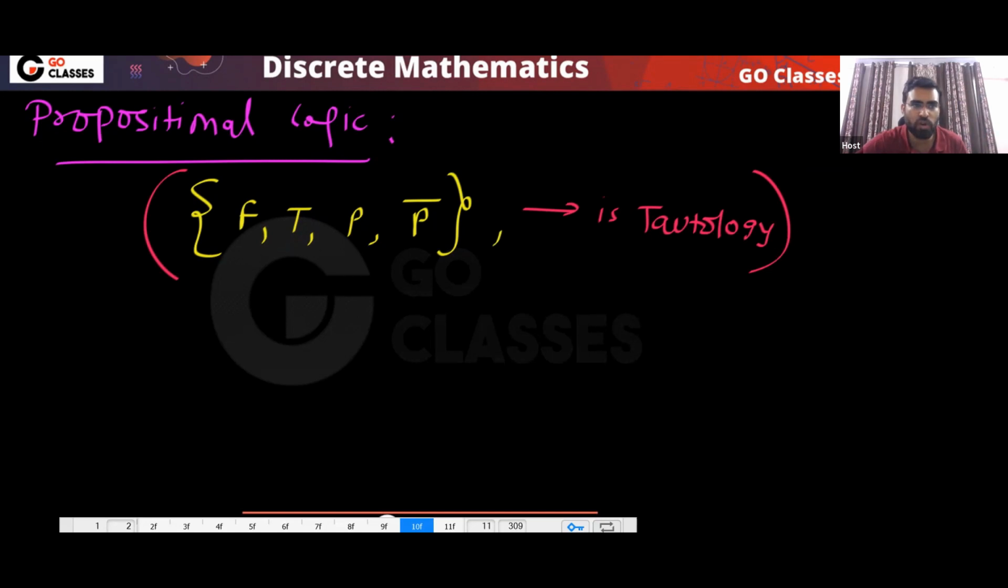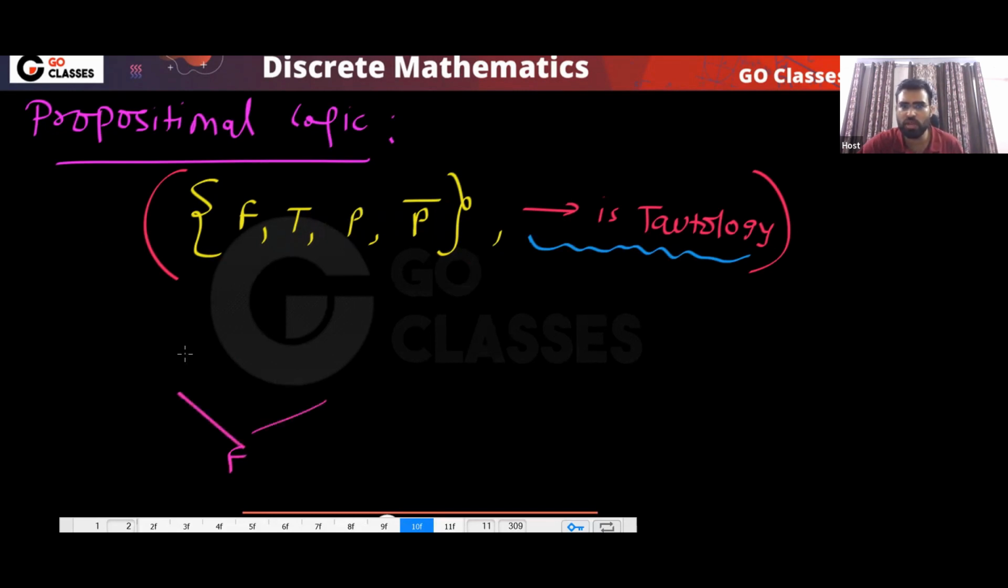So tell me, what will be the Hasse diagram for this? False, true, p, negation p, and the relation is implication is a tautology. So tell me, which will be the least element? Can anyone tell me? We have already seen Boolean algebra, we have already seen lattices. So what will the Hasse diagram be? Who will be the least element? False will imply anything, right? False will imply everything.